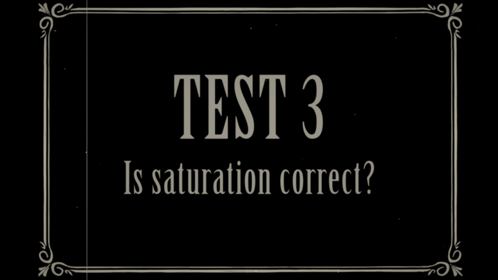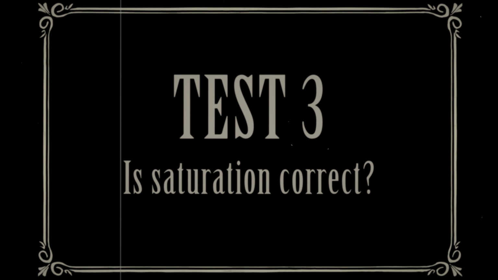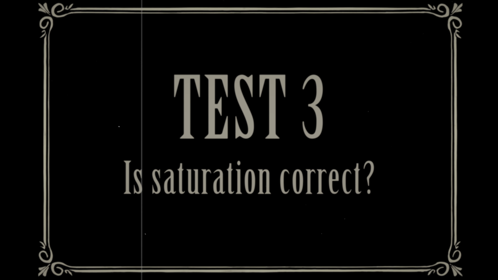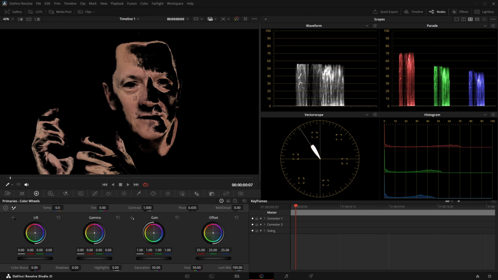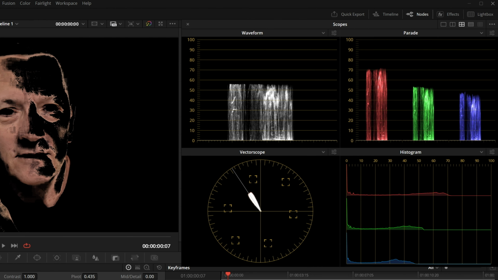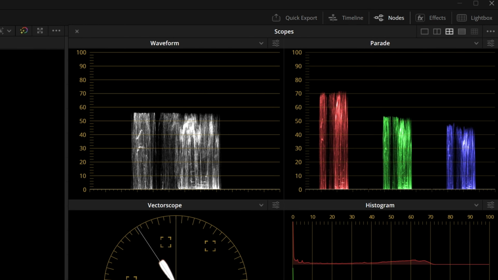Test 3. Finally, the color. We seek the saturation. We find the balance. The scope for that is the RGB parade. Skin saturation comes down to the separation between the red, green, and blue channels. The size of the gap between red and blue is what we end up perceiving as skin saturation.